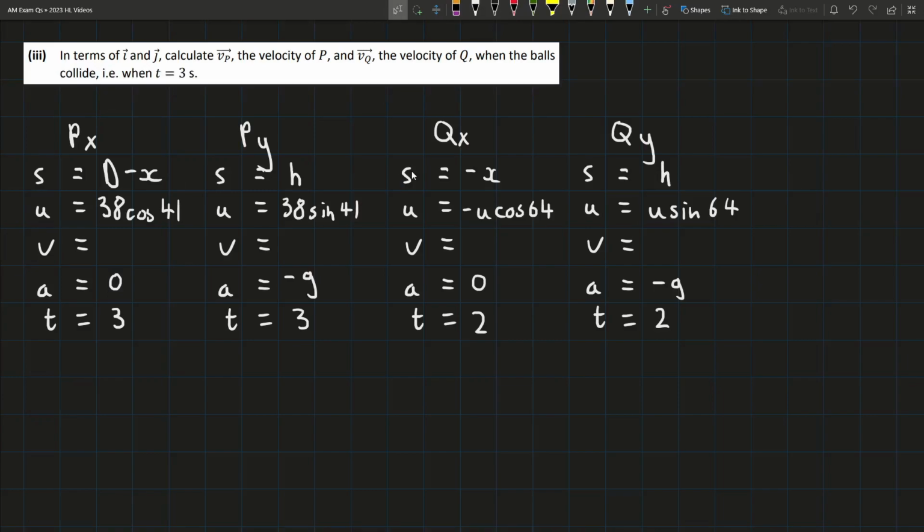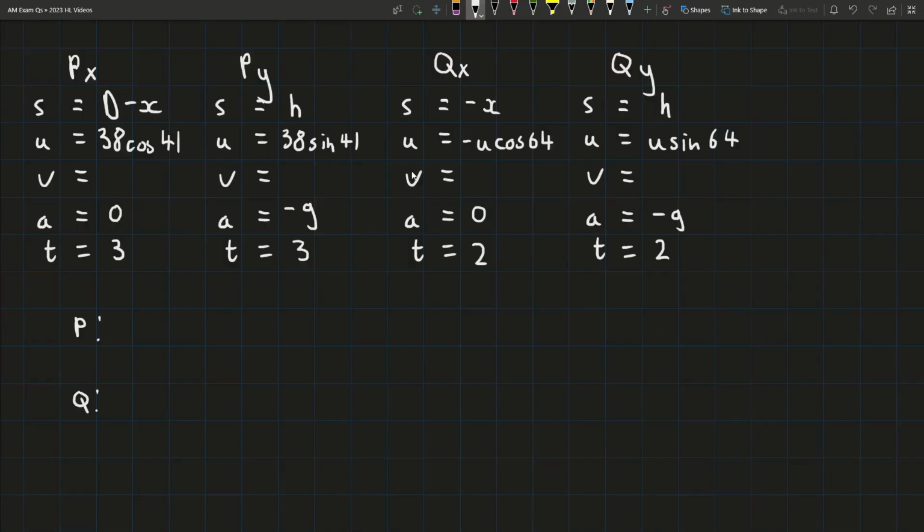So now we're asked in terms of i and j, calculate Vp, the velocity of p, and Vq, the velocity of q, when they collide when t equals 3. So first of all, for the x directions, remember that there's no acceleration, so the initial velocity will be the final velocity. So we actually already know that. So the initial velocity for p is 38 cos 41. We'll just get a value for that. So we can say that for px, it's about 28.68. We'll do 2 decimal places.